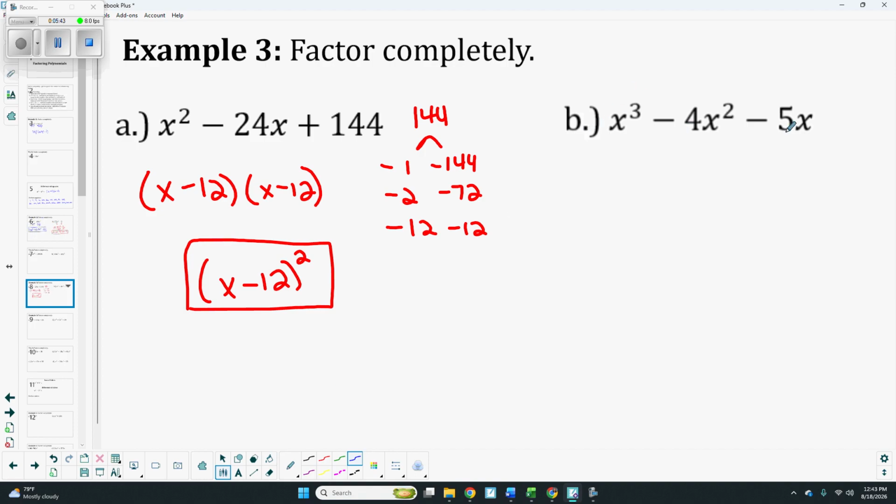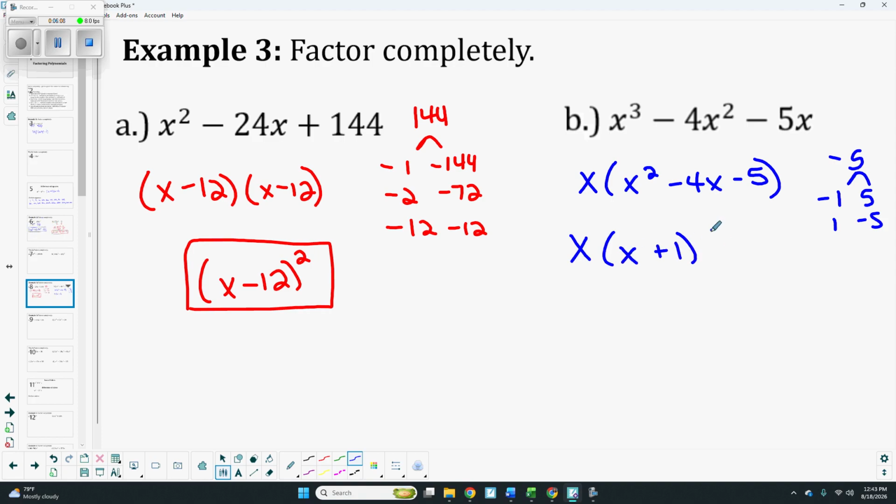In B, I have 3 terms. There's no number in front of the highest term, but it is x cubed. But I notice all of them have an x. So we'll start by taking out a GCF of x. And now I have a quadratic. So I'm going to look for the numbers that multiply to negative 5, that add to negative 4, like 1 and negative 5. So this would be x plus 1 and x minus 5. Don't forget the x that we originally pulled out.